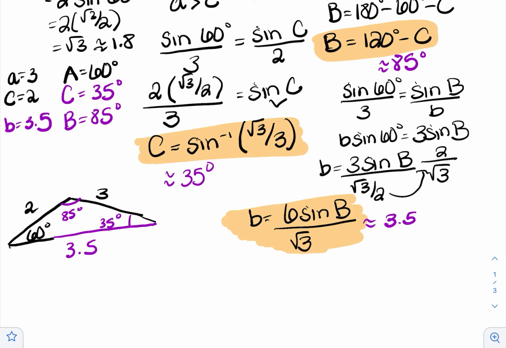And again, only one triangle exists because if you were to swing 3, it's impossible to reach the other side. It would be too much on the outside of the left side of the triangle. So only one triangle exists, and this is kind of the visual of it. Let's do one more.